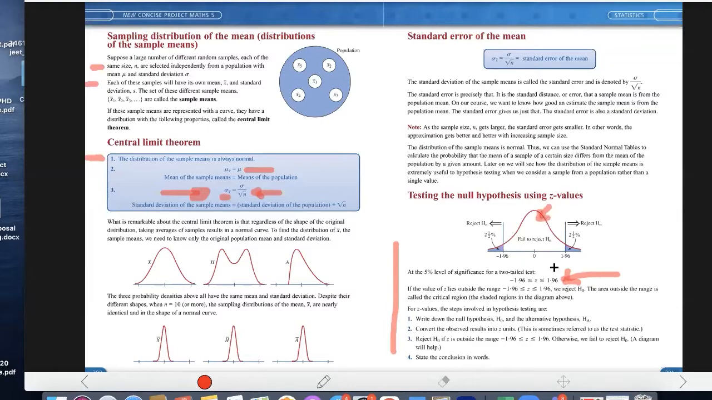So again, if you're between plus or minus 1.96, you fail to reject H0. If you're outside 1.96, on either side, you reject H0.